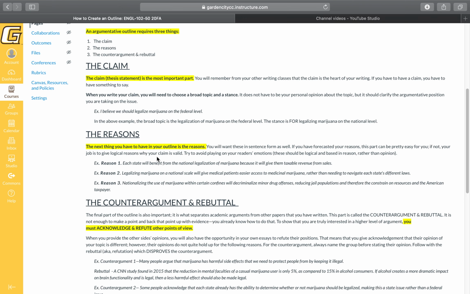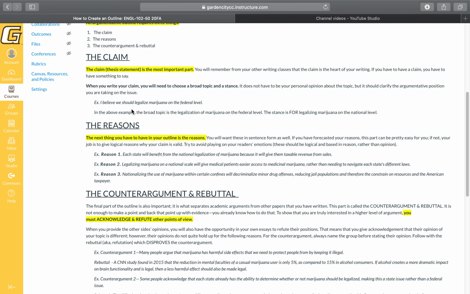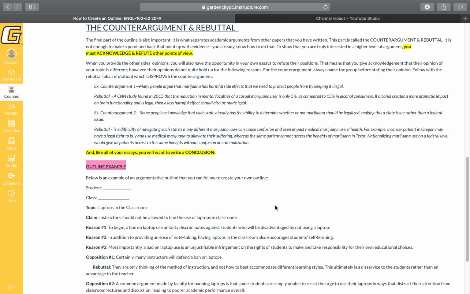But in this case, for example, a conclusion might say, ultimately, the legalization of marijuana will benefit not only the federal government, but states and a number of people who are currently hurting in the current system. It will add value to state revenue. It will assist those who need medicinal marijuana for specific needs without causing inconvenient travel across states. And it will reduce minor drug offenses, blah, blah, blah. And that would be your conclusion.